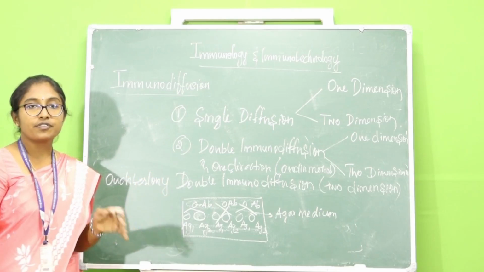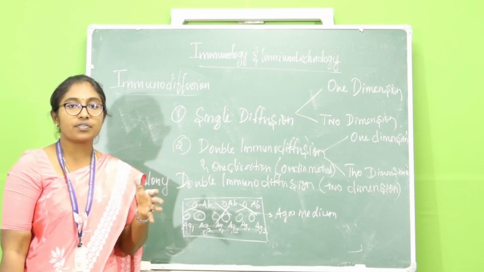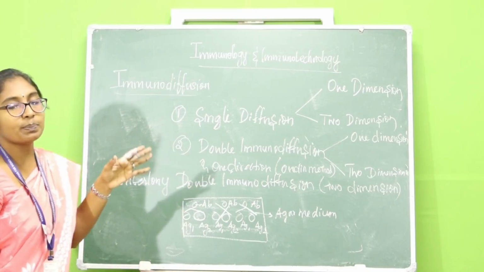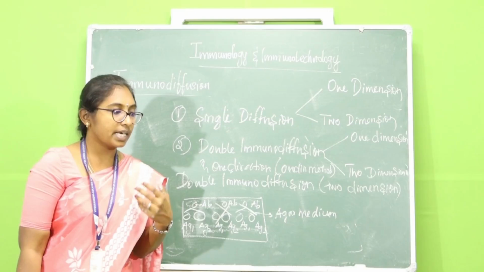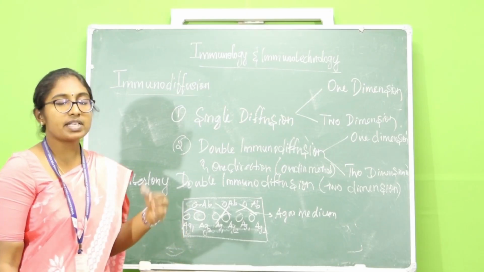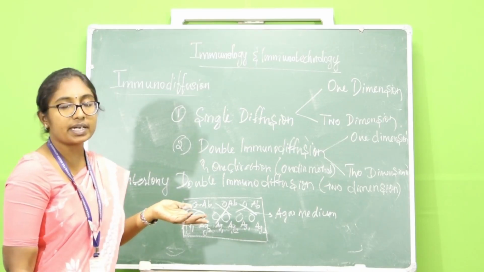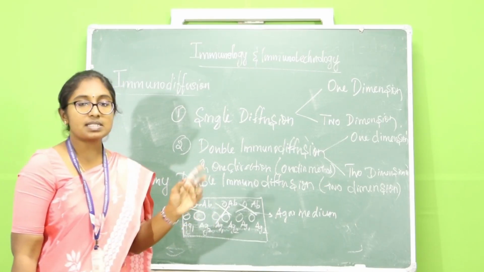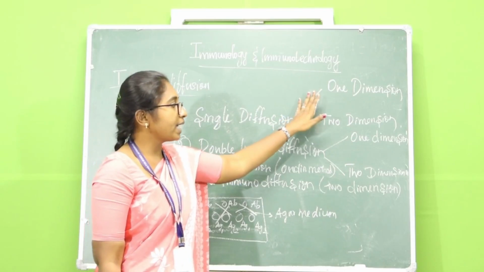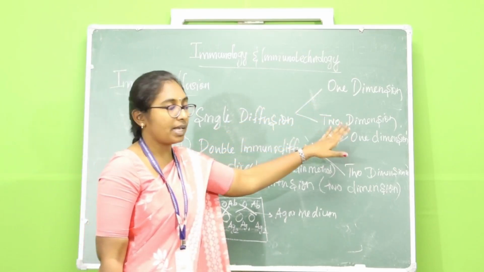Let us sum up what immunodiffusion is. Immunodiffusion is a technique usually used to identify the concentration of an antigen or the presence of an antigen along with the antibody. We perform the experiment in an agar medium. Either both the antigen and antibody move towards each other in the gel, or any one of them moves, and form a precipitate line. The result is interpreted by precipitation. There are two methods, single diffusion and double immunodiffusion. Single immunodiffusion has two types, one dimension and two dimensions. The same way, double immunodiffusion has one dimension and two dimensions.